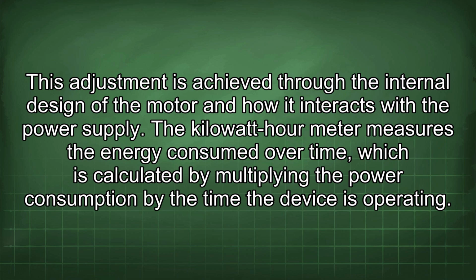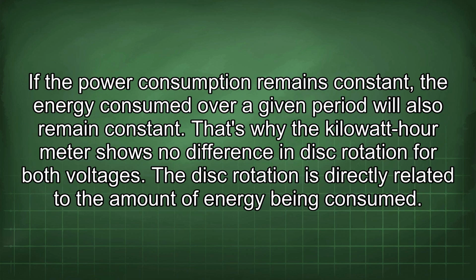The kilowatt-hour meter measures the energy consumed over time, which is calculated by multiplying the power consumption by the time the device is operating. If the power consumption remains constant, the energy consumed over a given period will also remain constant. That's why the kilowatt-hour meter shows no difference in disk rotation for both voltages. The disk rotation is directly related to the amount of energy being consumed.